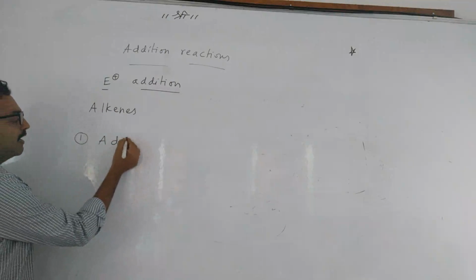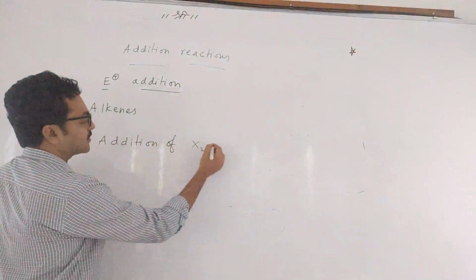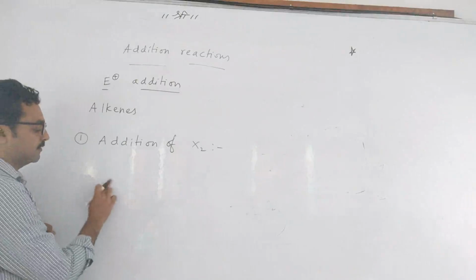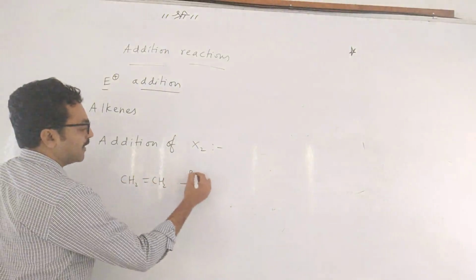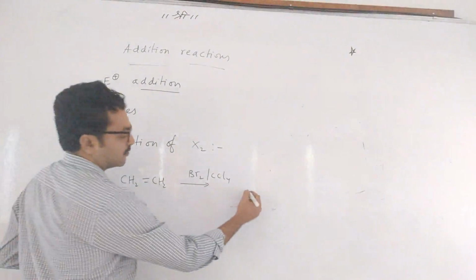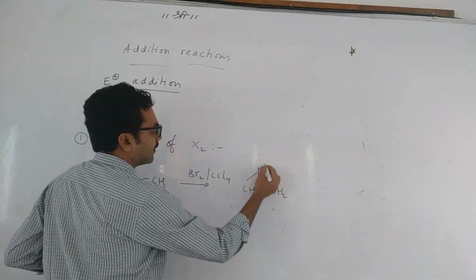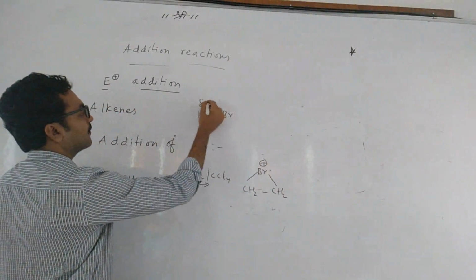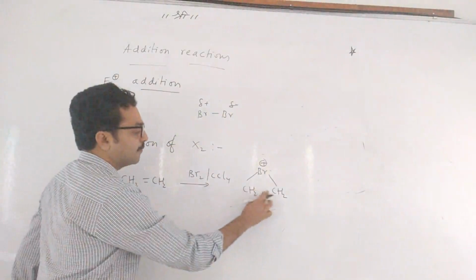First one, addition of halogen X2. Addition of halogen means CH2 double bond CH2, or Br2 in the presence of CCl4. Then you will get a cyclic bromonium ion. Br plus will attack here. Actually Br will be delta plus and delta minus. So this plus part will attack and you will get a cyclic bromonium ion.